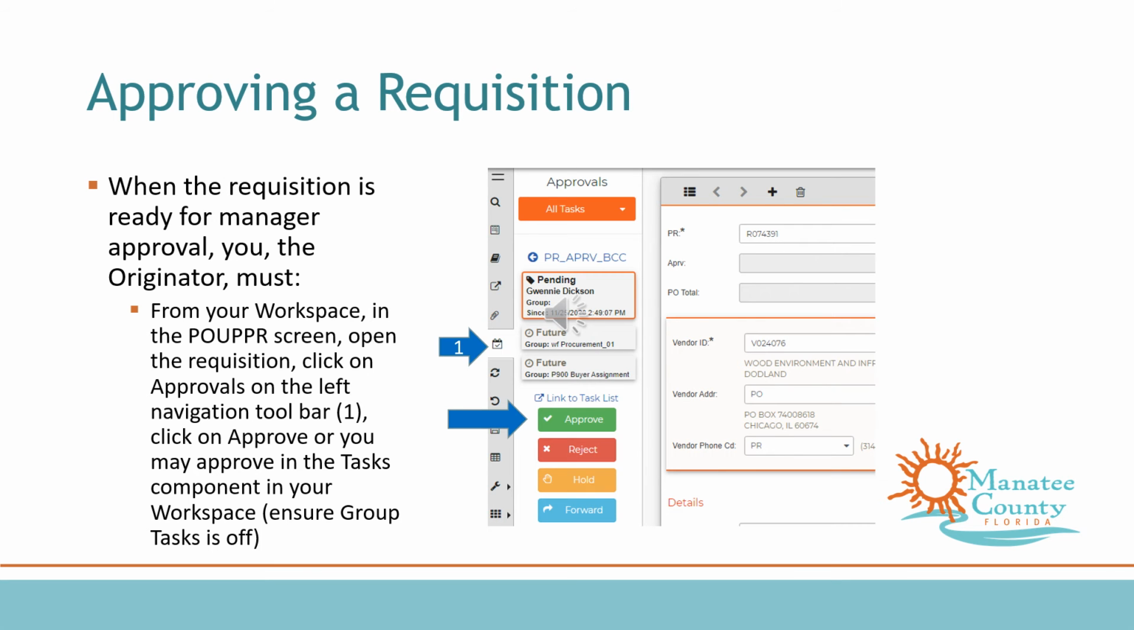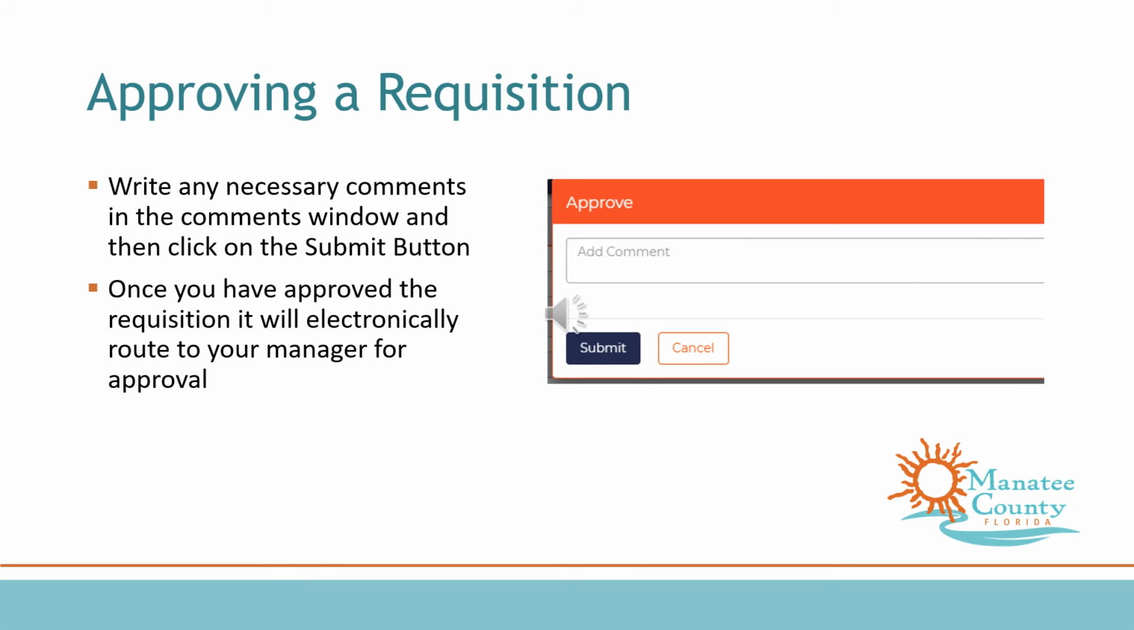When the requisition is ready for manager's approval, you, the originator, must, from your workspace and the POU PPR screen, open the requisition, click on Approvals on the left navigation toolbar, click on Approve, or you may approve in the Task component in your workspace. Ensure Group Tasks is off. Write any necessary comments in the comments window and then click on the Submit button. Once you have approved the requisition, it will electronically route to your manager for approval.